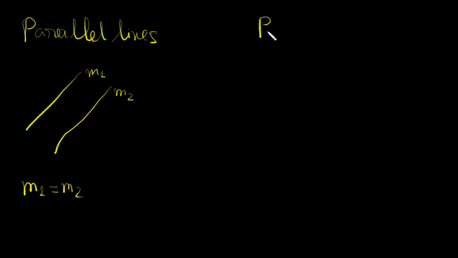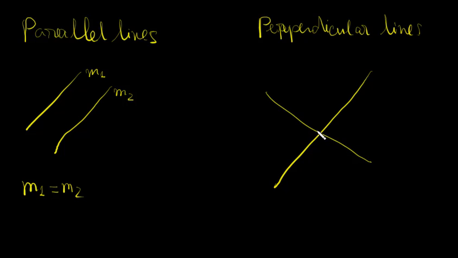So for perpendicular lines, something like this and this one. Here's 90 degrees, so they're perpendicular. The gradient of this line is m1, and the gradient of this line is m2. So m1 multiplied by m2 equals -1. This is a rule that you have to remember.